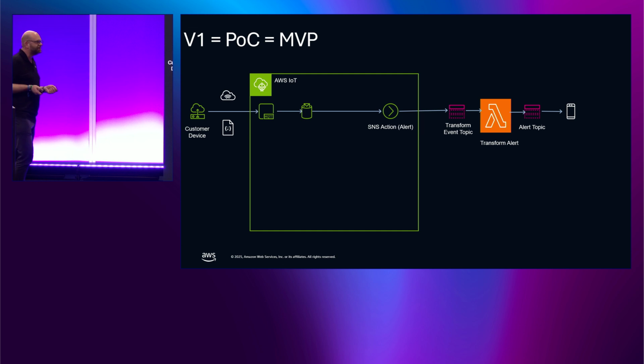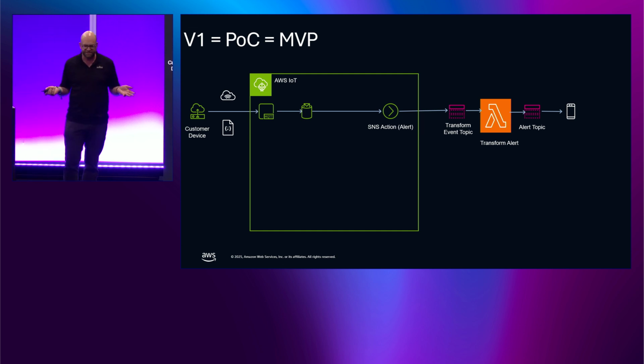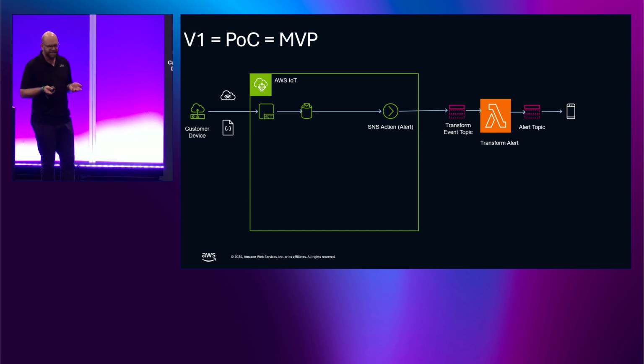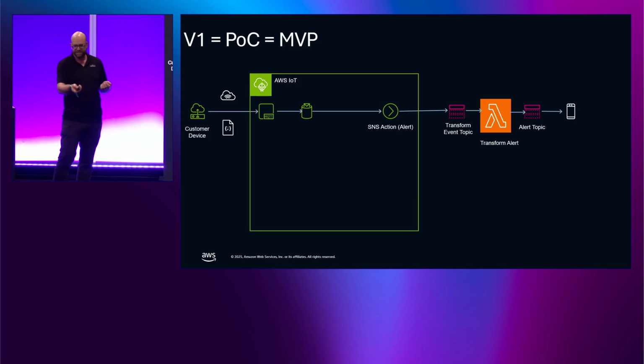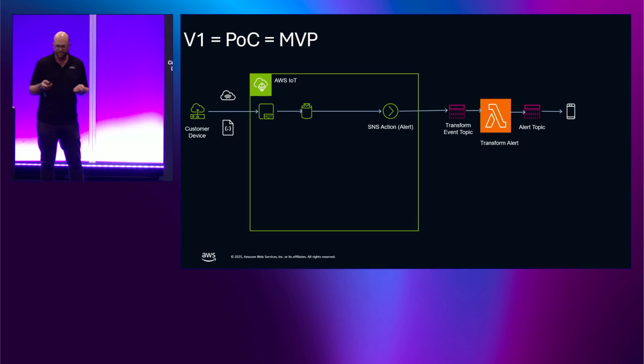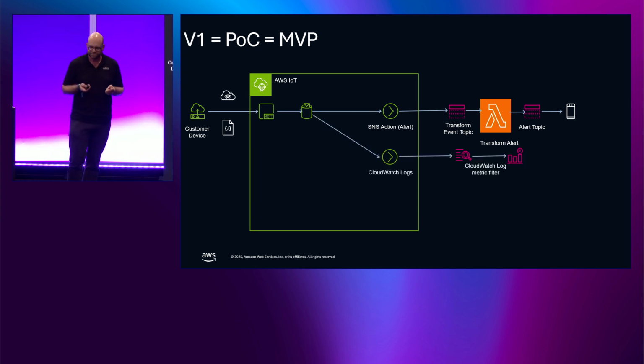I like architecture diagrams. This is the original architecture diagram of what I built. You can see that the customer device talks to an IoT endpoint, and it goes through a transform Lambda function to send an alert. So that was the alert.